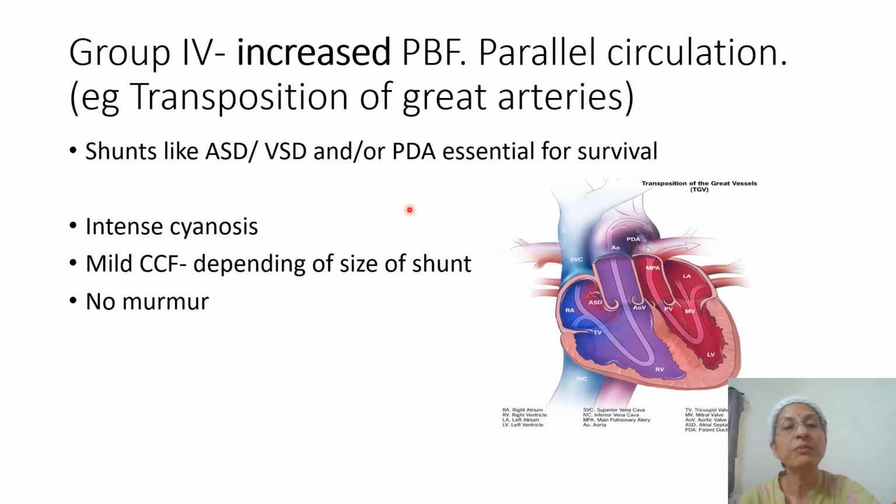So this condition will be characterized by intense cyanosis and mild congestive cardiac failure, because none of the ventricles is having any resistance. So the heart is functioning well. Also, the lungs are not being flooded with an excessive amount of shunted blood, so they will also be functioning well unless the size of the shunt is very big. And characteristically, always remember, in this condition there's a good likelihood that you'll have no murmur at all.